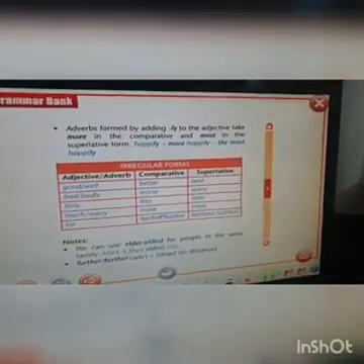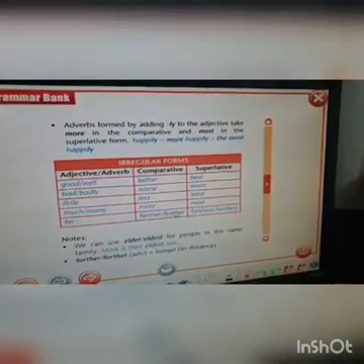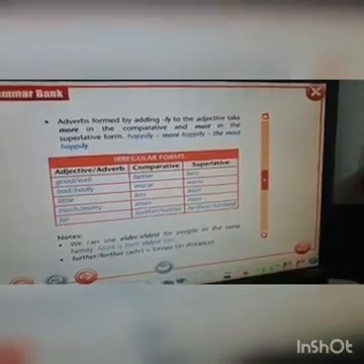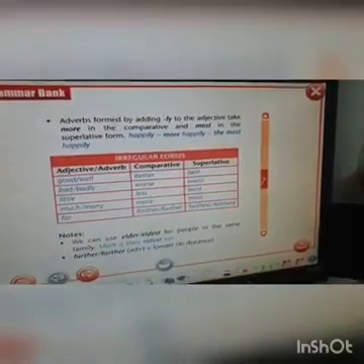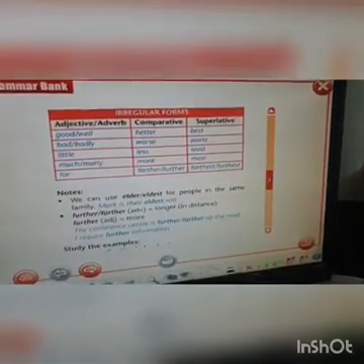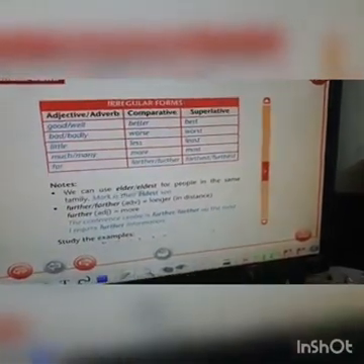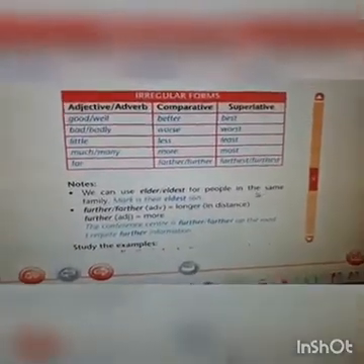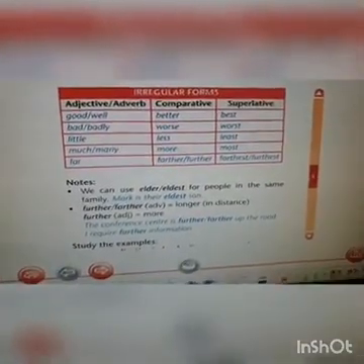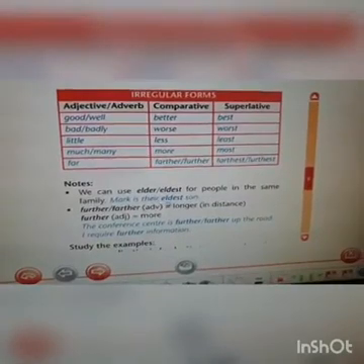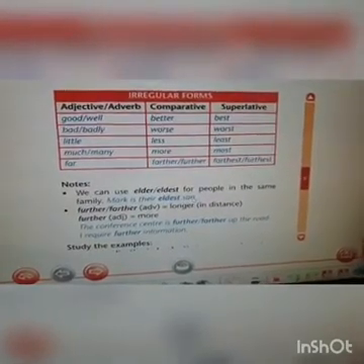We have little, less, least. Much, many, more, most. Far, farther, further. Farthest and the furthest. Notes. We can use elder or eldest for people in the same family. For example, Mark is their eldest son.